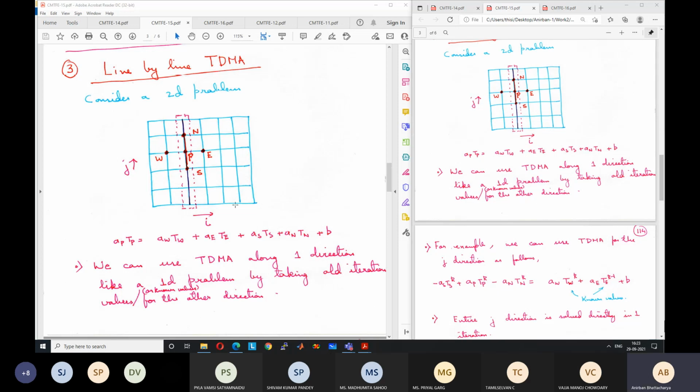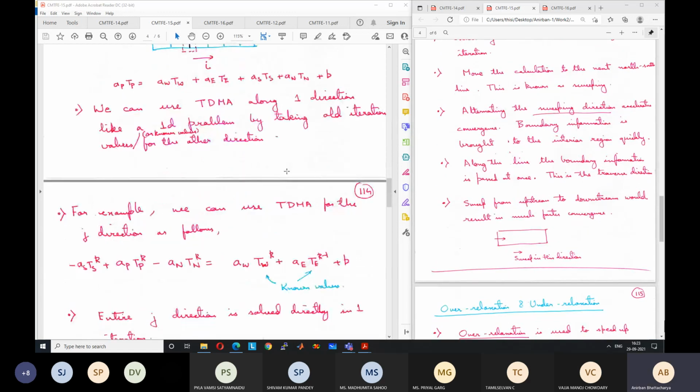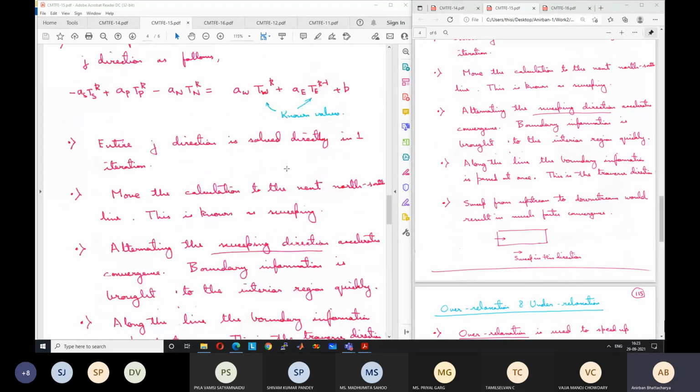So if I have a 10 by 10 by 10 cube, I will have to select this 1D line 10 times for this plane, and then I will have 10 planes total in the other Z direction. So 100 times I have to do this TDMA for one iteration. One iteration means one iteration of the entire domain. But still it will be much faster as compared to the other methods. So it is very widely used.